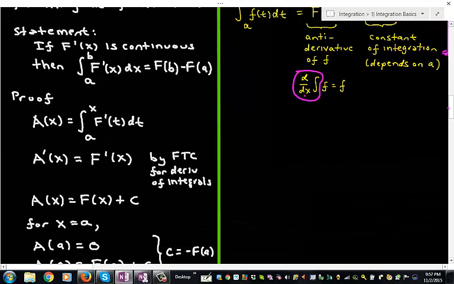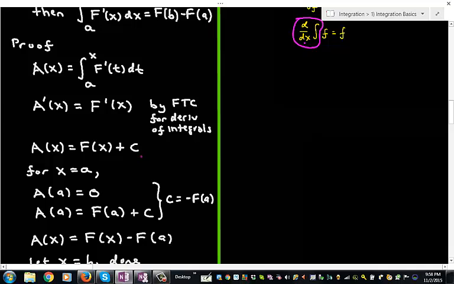So let's start off by defining A of x as the integral of f prime from a to x. This is just the area under the graph of f prime from a to x. And I'm going to take the derivative of both sides. Now the derivative of the right-hand side, by the theorem we just proved, is f prime of x, because we said that f prime was continuous, therefore it satisfies the hypotheses of that theorem. So this tells us that the derivative of A is equal to the derivative of F, which tells us that A is equal to F up to a constant, right?